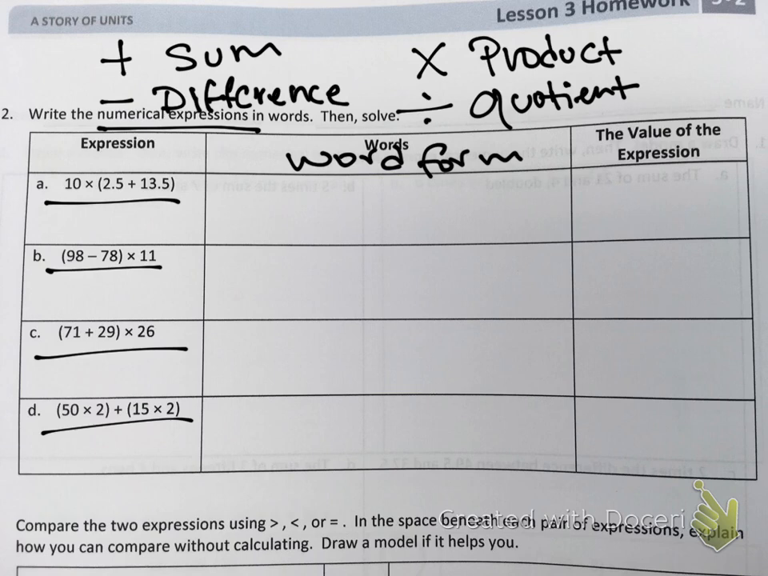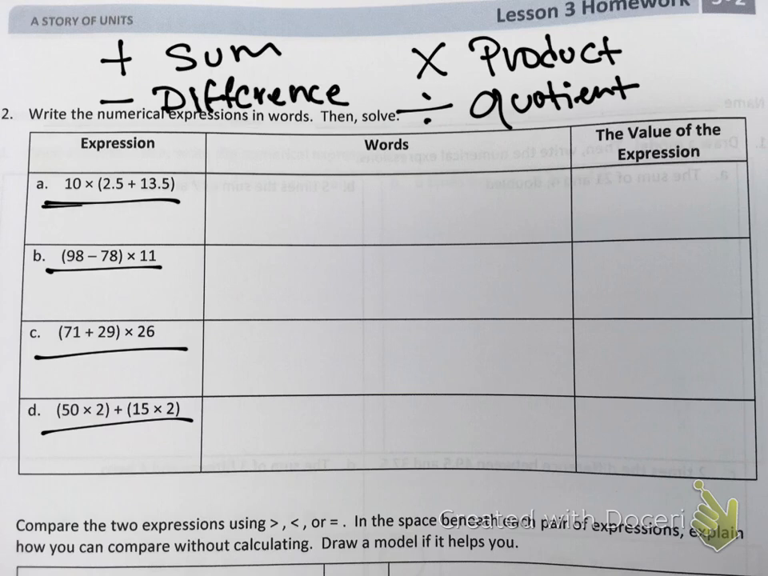Again, multiplication, we could say it's times, or the product of. And then difference, we could say the difference of these two numbers. What is the difference of these two numbers? Subtracting, sum, addition. We just need to really understand that they know what these operations are. So let's go ahead and try these.